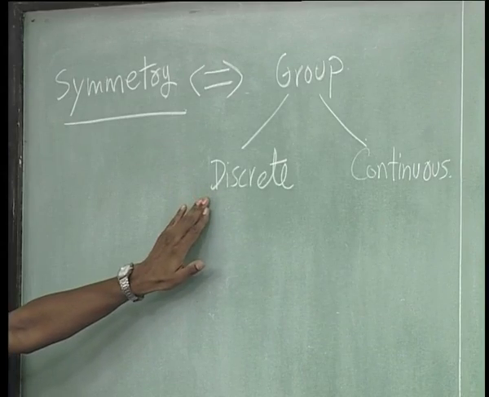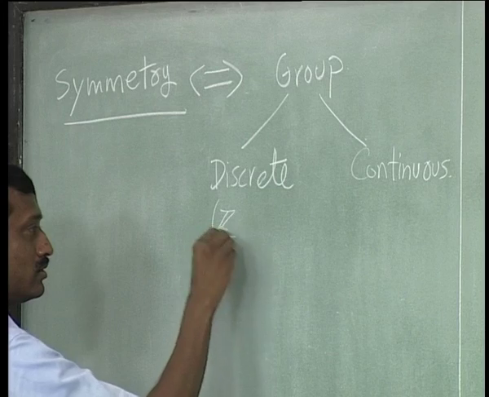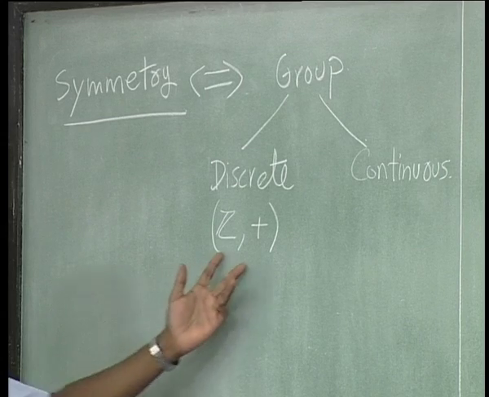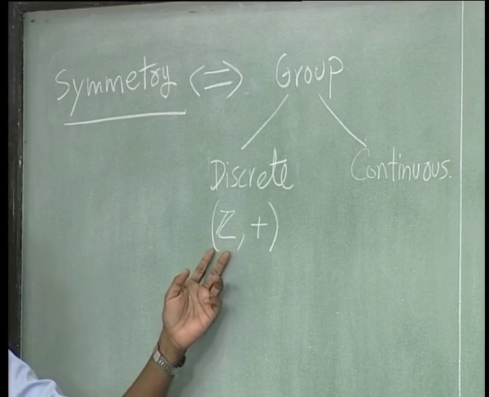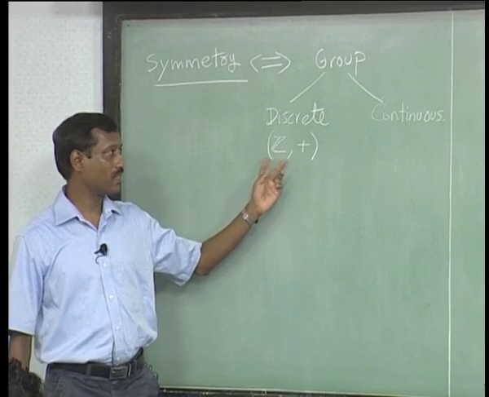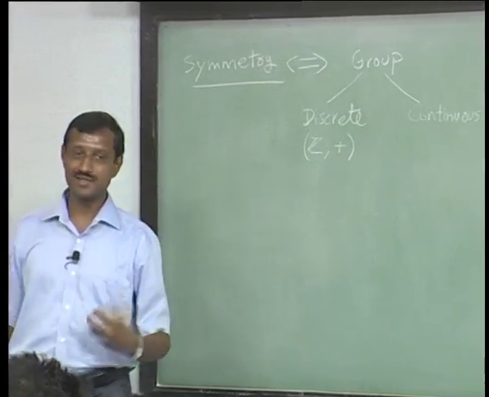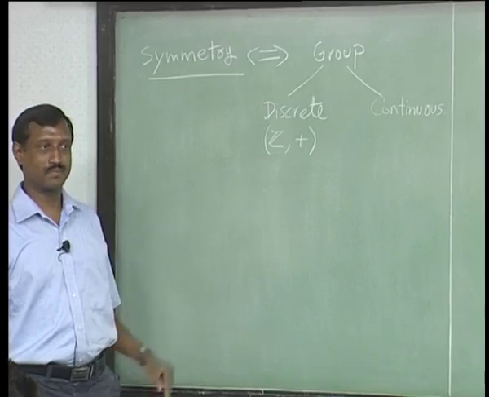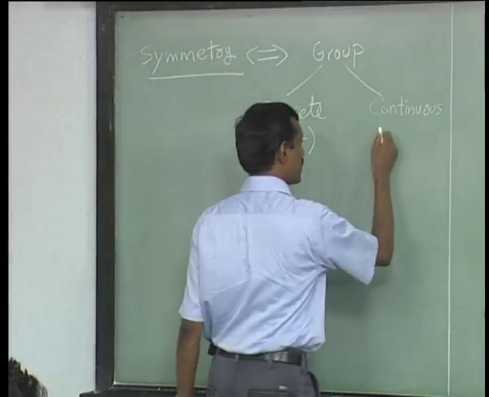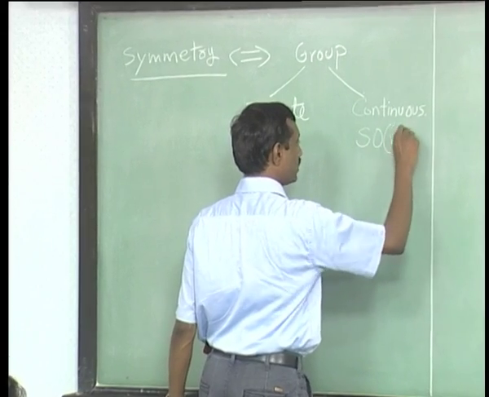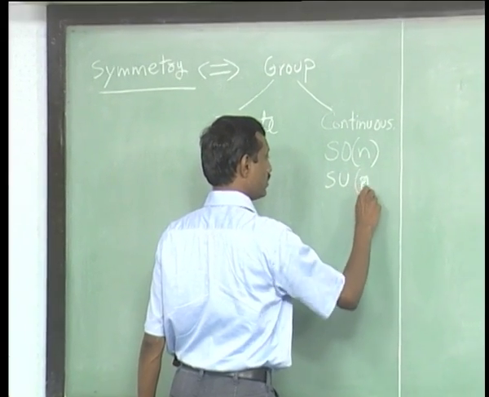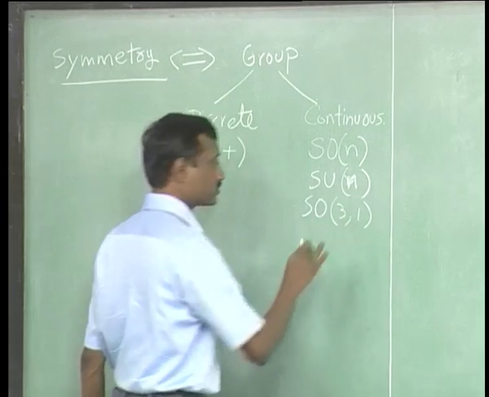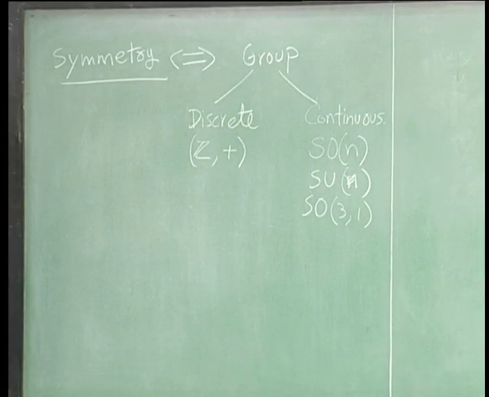So, for instance, the group Z with plus has an infinite number of elements, but it is not a continuous group. It is not like we have a parameter to change. So, I want to expand the definition of discrete groups to include even things like this. And continuous groups, of course, are SO(N), we have already seen several examples, SU(N), there are many more. The Lorentz group, and so on and so forth. So, these are all continuous groups.